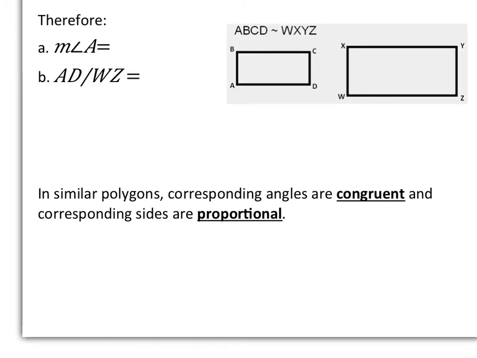So if quadrilateral ABCD is similar to quadrilateral WXYZ, we can say that the measure of angle A is equal to the measure of angle W, and that if AD is to WZ, then BC is to XY. And that's because in similar polygons, corresponding angles are congruent and corresponding sides are proportional. So we will be able to set up proportions to solve for missing sides in similar polygons.